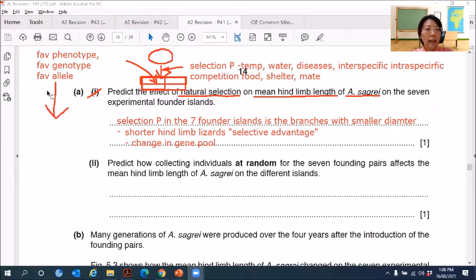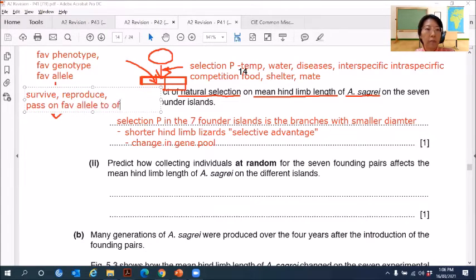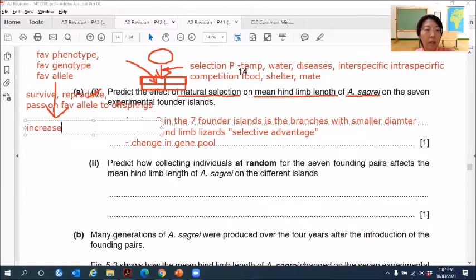Lizards with shorter hind limbs will, keyword, survive. Therefore they reproduce, all these are keywords. So they pass on their favorable allele to the offspring. So this is what you have learned. Because of that, what happened to the population? There'll be an increase in the favorable allele frequency. Favorable allele frequency here means the frequency of the allele for shorter hind limb length.